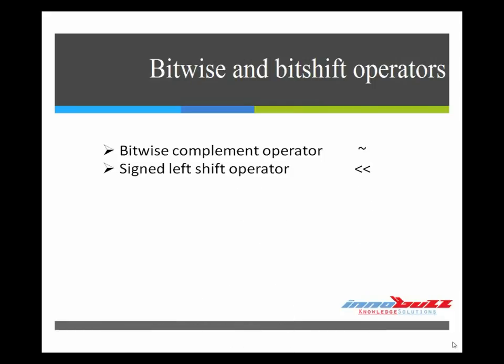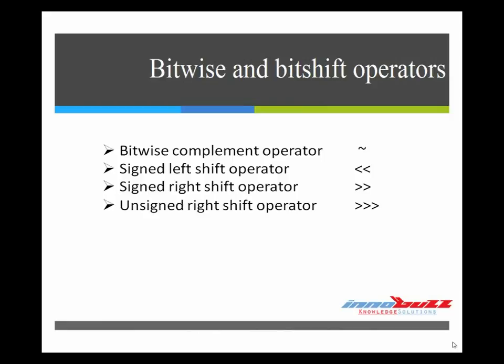The signed left shift operator has 2 operands, one on the left and one on the right, and it shifts the bits of the left operand to the left by the number of positions given in the right operand. The signed right shift operator does the opposite. It shifts the bits of the left operand to the right by the positions given in the right operand. The unsigned right shift operator does the same thing with unsigned values.